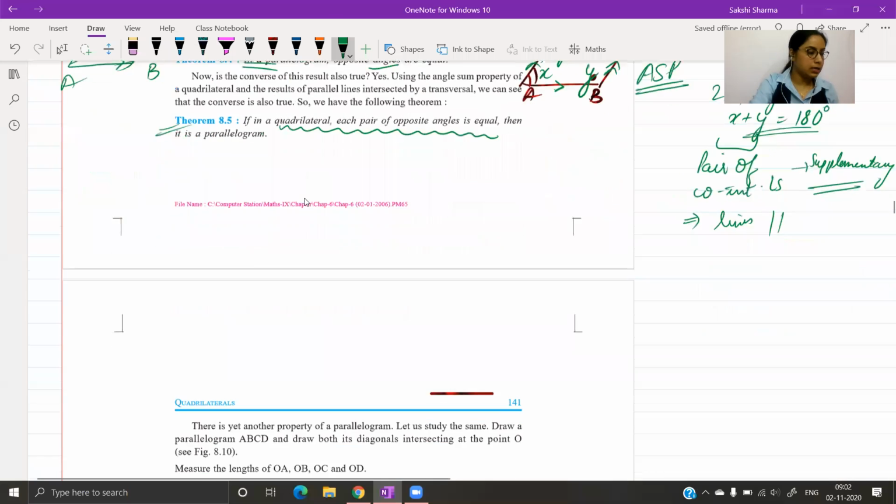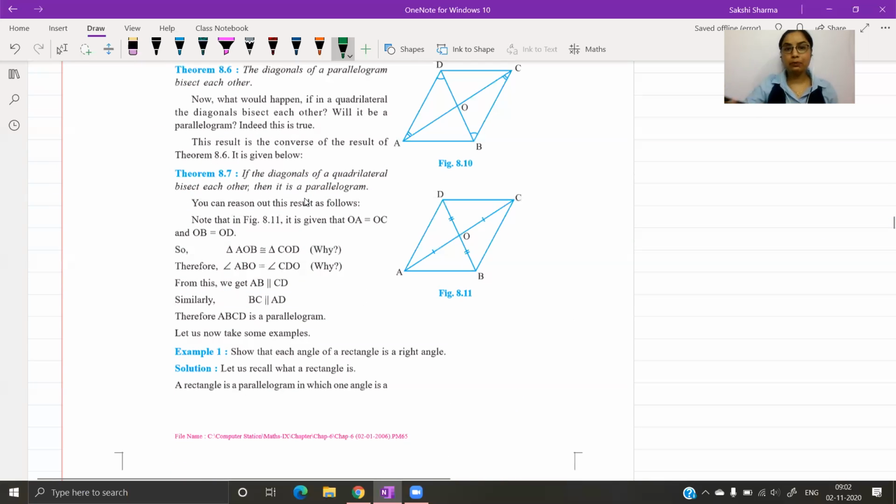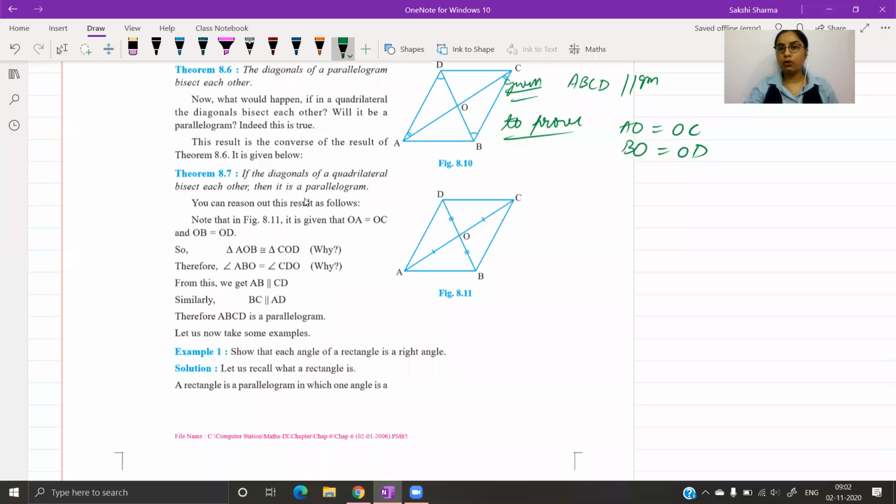Then the next one is Theorem 8.6. This is also something you have been using. The diagonals of a parallelogram bisect each other. So when we draw the diagonals, if we have a parallelogram, this is what's given. ABCD is a parallelogram. And then we can prove that the diagonals bisect, so AO is equal to OC and BO is equal to OD. Can you think of how it could be proved?